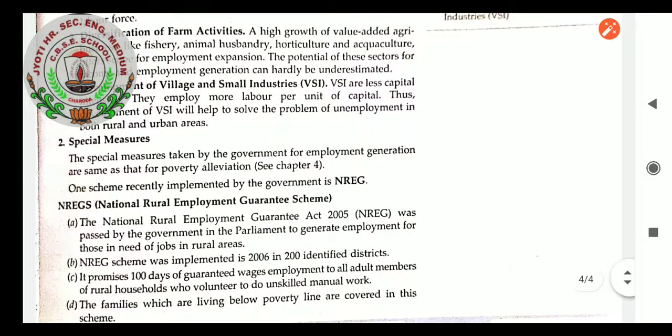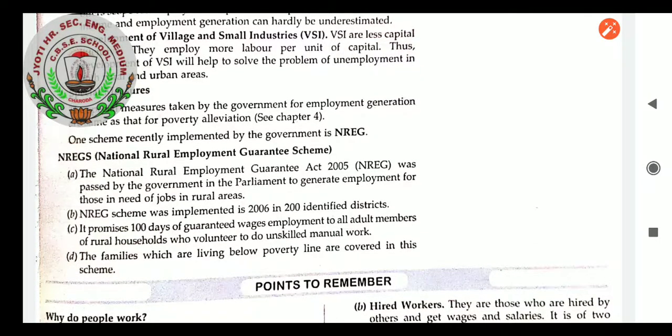Special measures. The special measures taken by the government for employment generation are the same as those for poverty alleviation. One scheme recently implemented by the government is NREG. Okay, MNREGA also you can say, and it is the National Rural Employment Guarantee Scheme. What is it? According to NREG, the National Rural Employment Guarantee Act 2005 was passed by the government in parliament to generate employment for those in need of jobs in rural areas.